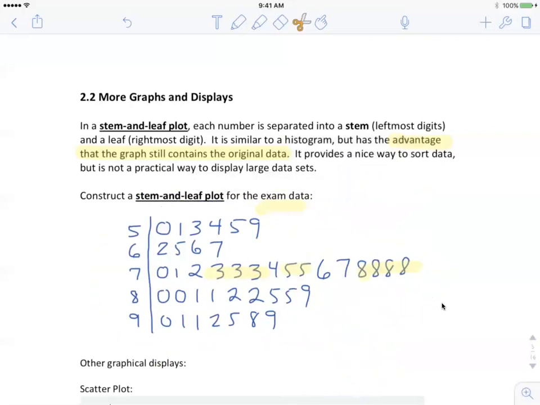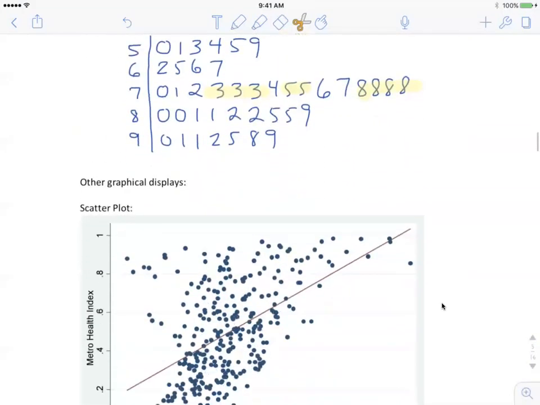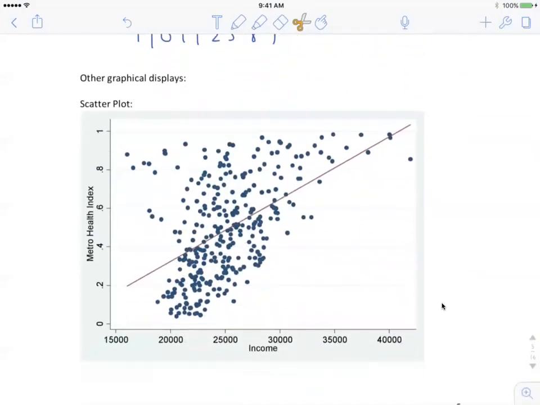So you were thinking, okay, well, if you still have the structure, why not just always use stem and leaf plots? Well, histograms are better if you have large data sets. Like this is nice because there's only 41 numbers. But if you had like 1,000 numbers, there's no way you're going to be able to list them all. So histogram is better for large data sets. Stem and leaf, better for medium and small ones. Otherwise, you can look through some of these other graphical displays.